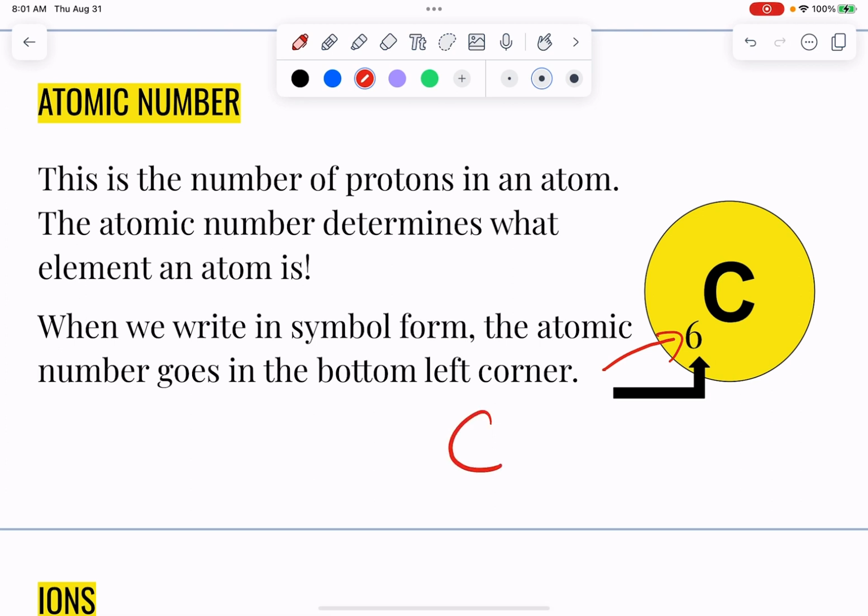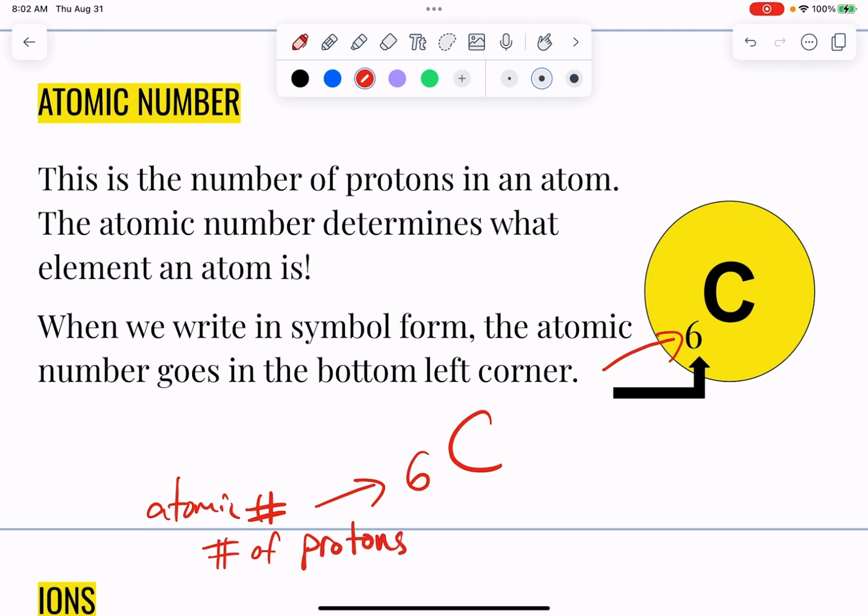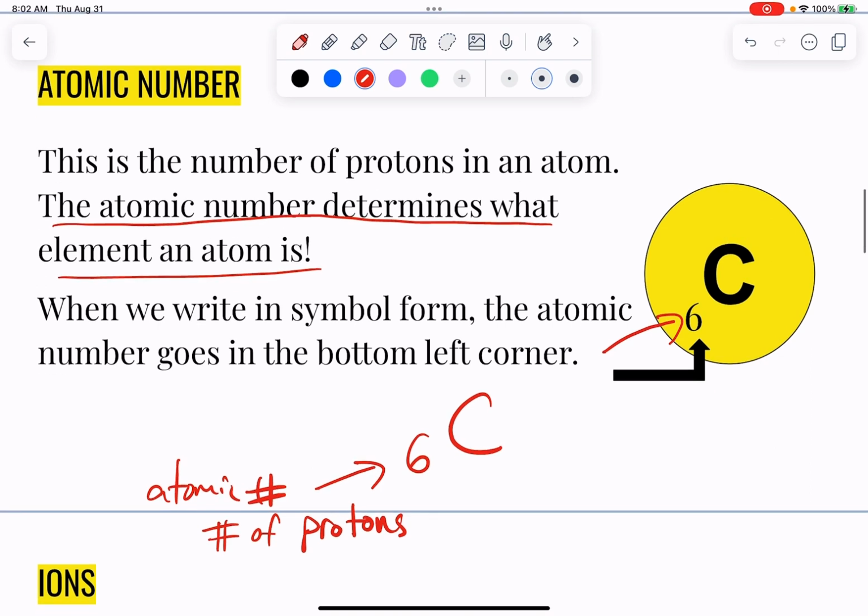So if I'm writing carbon, I would put the 6 down there. That's its atomic number. Atomic number, also known as the number of protons. Okay, so remember, that's very important. The atomic number determines what element an atom is. So the more protons you have, that changes the element.